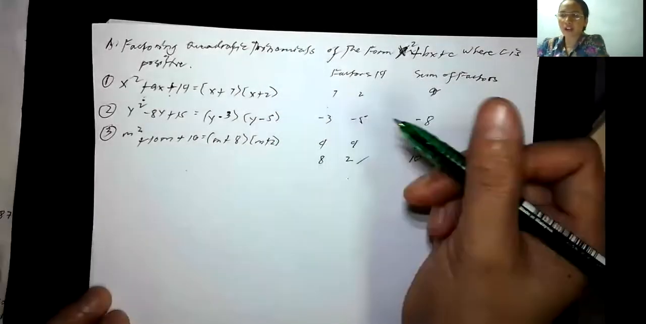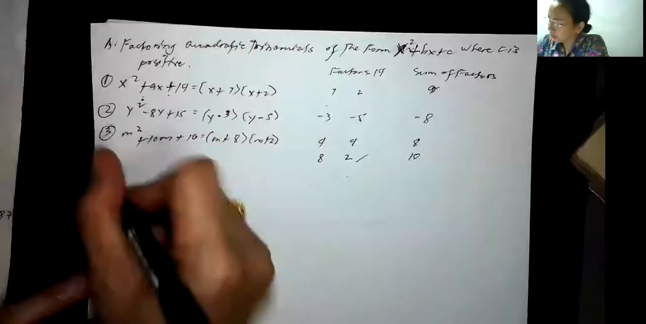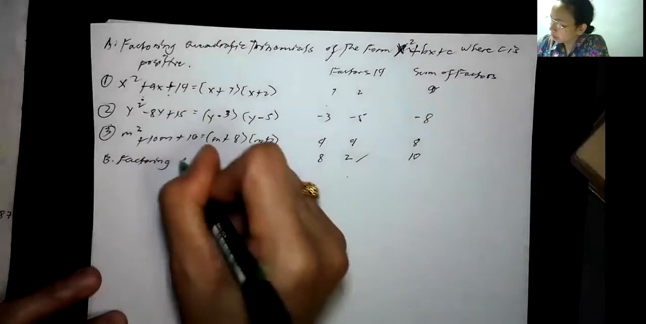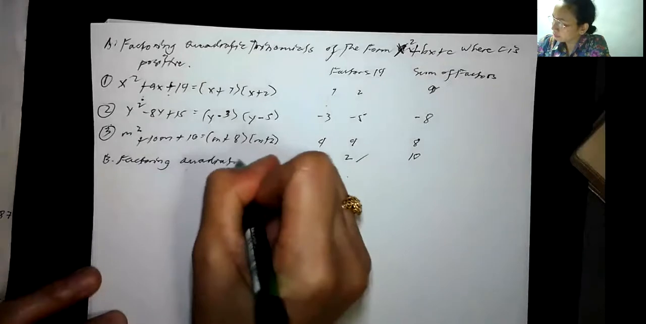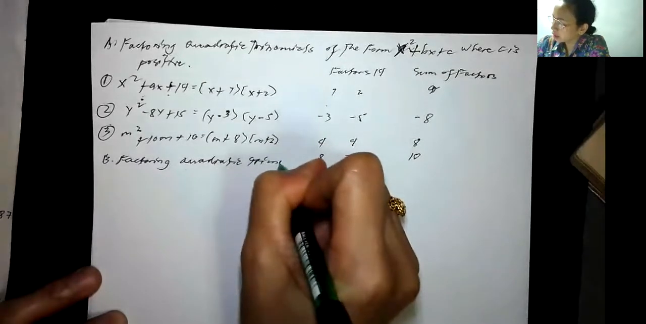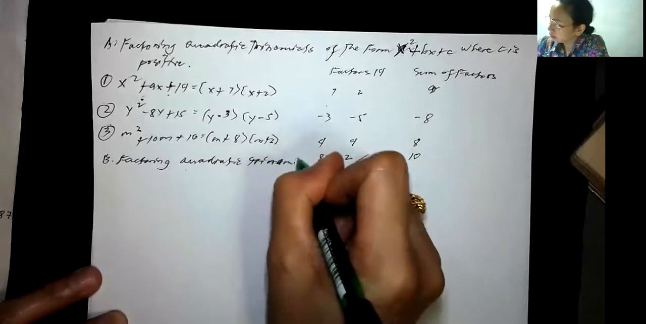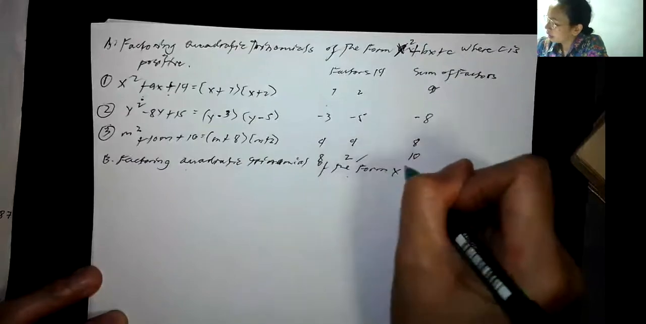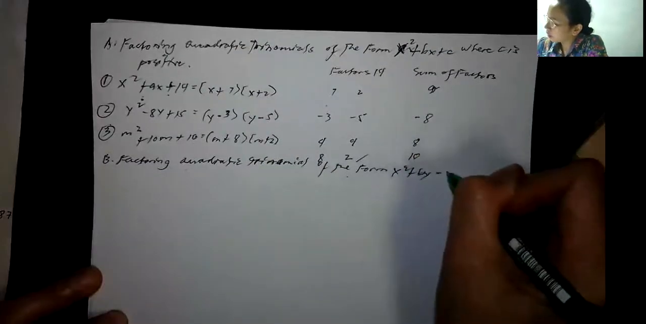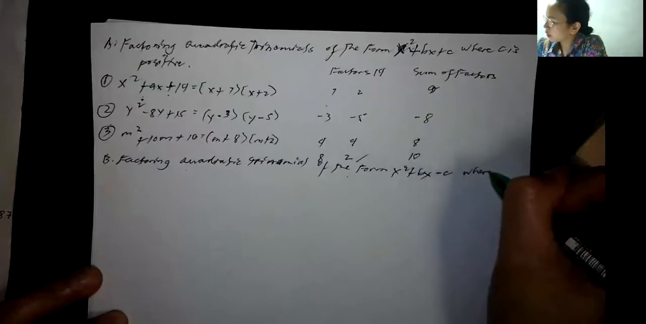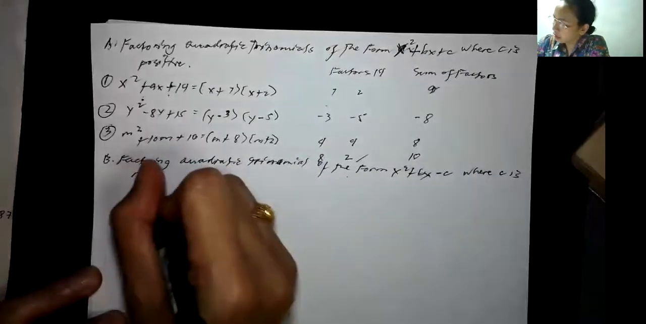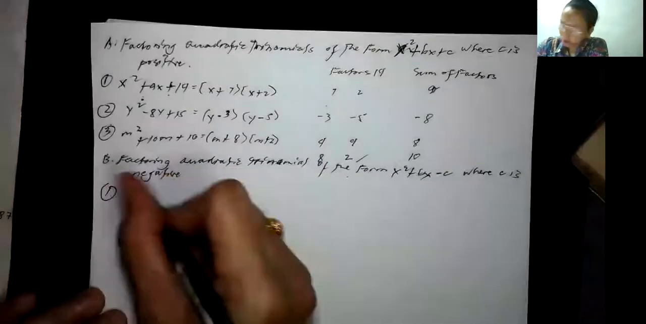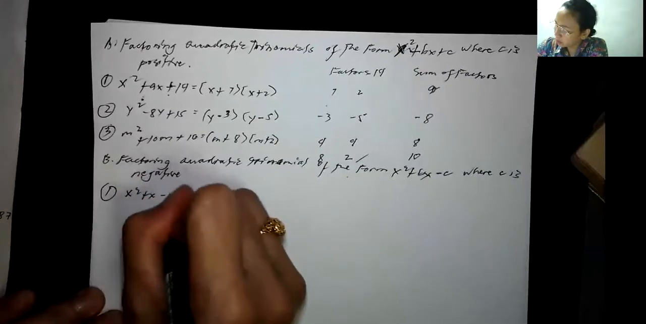Let us now have another set of factoring. So let's say we have here factoring quadratic trinomial of the form x squared plus bx minus c. So where c is negative. Let's say we have here number 1. So x squared plus x minus 12.